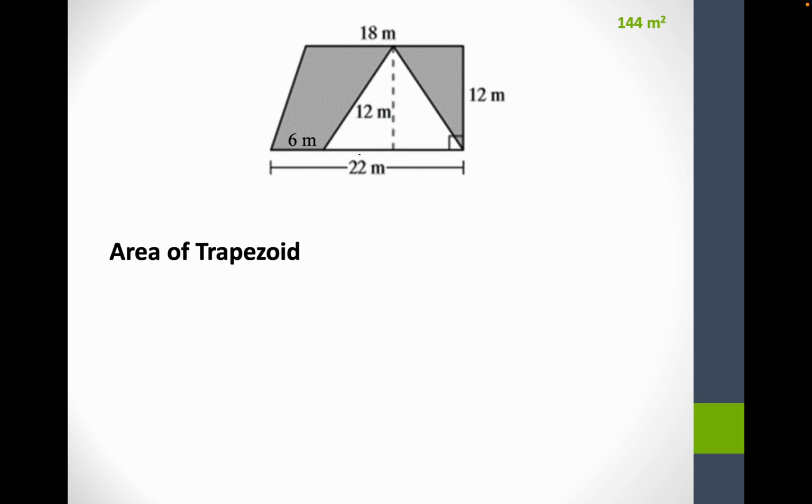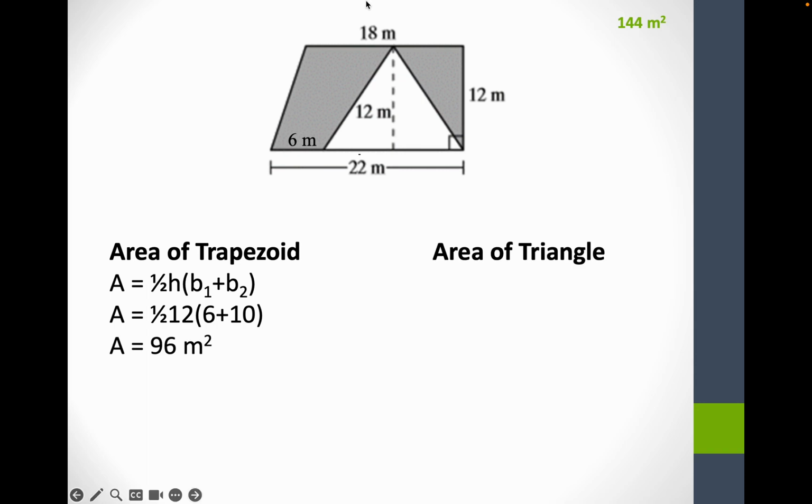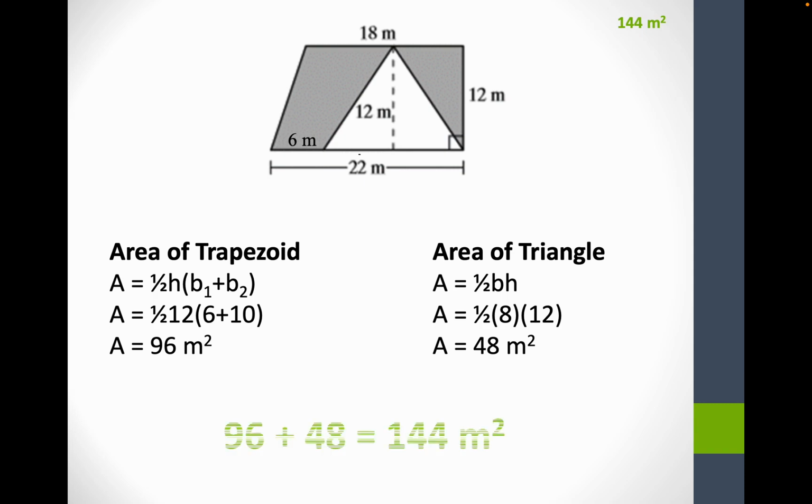If you wanted to do this by finding the shaded regions and adding them up, you can. If you notice, this shaded region on the left is actually a trapezoid with a height of 12 and bases of 6 and 10, which is 96 square meters. And then the triangle over here on the right would be a base of 8, height of 12, for 48. If you add those together, you would get 144.